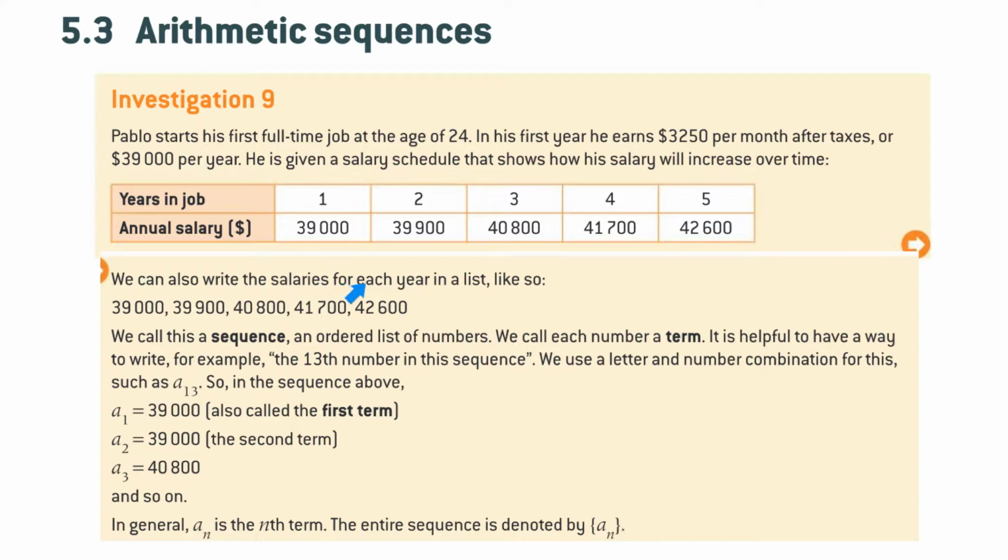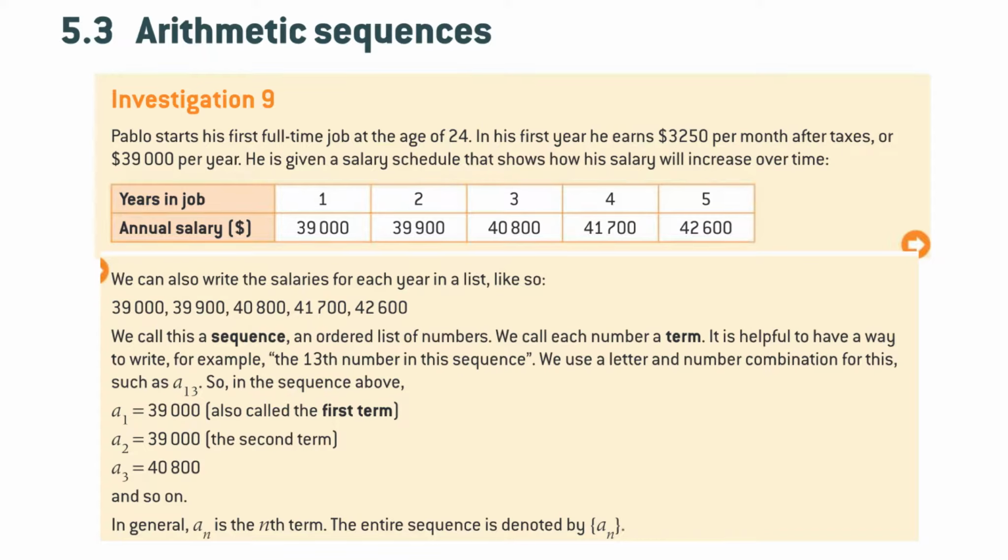We can also write the salaries for each year in a list like so. Just put them all in order like that. 39,900 and all the way up to 42,600. We call this a sequence, an ordered list of numbers. We call each number a term. That's term number 1, term number 2, term 3, and so on.